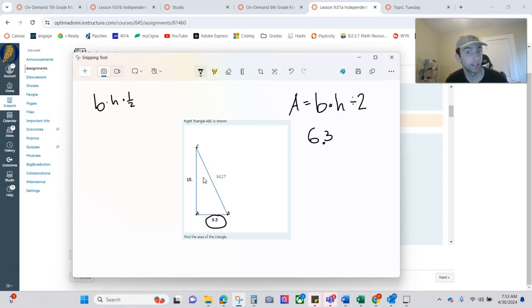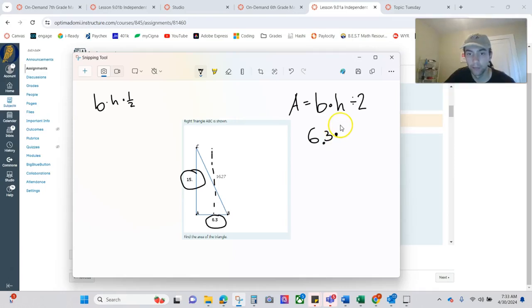The height doesn't have to be a side of the triangle. It could just be a line. Lucky for us, we have a side of the triangle that is also the height, a straight up and down line that goes from the base to the topmost point.